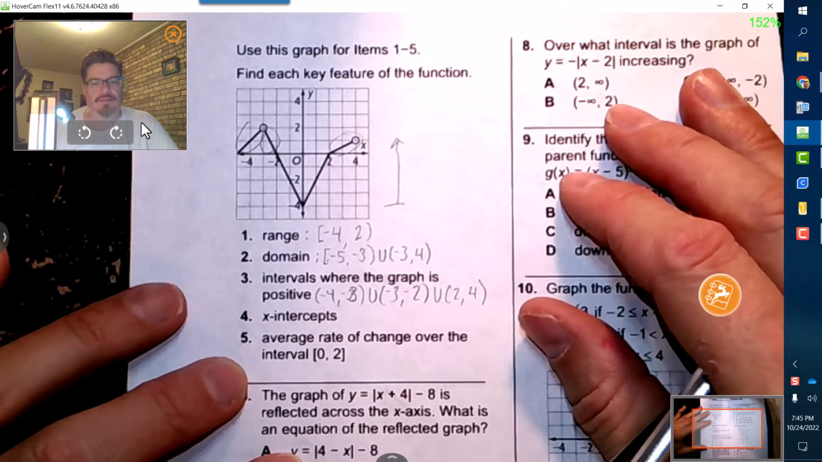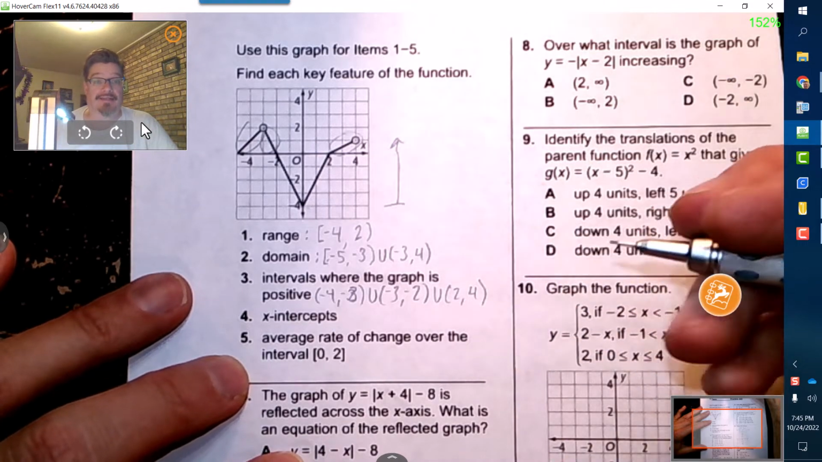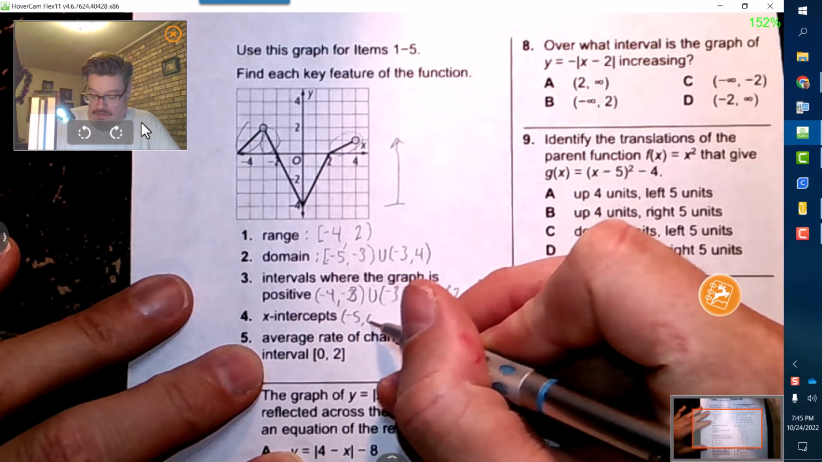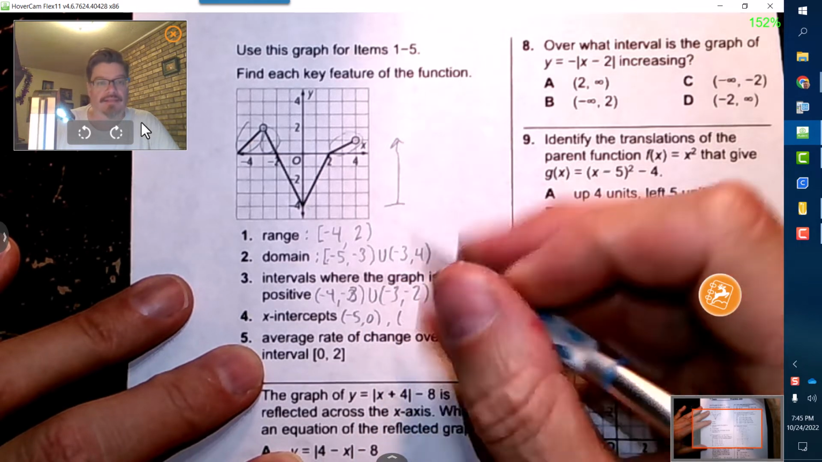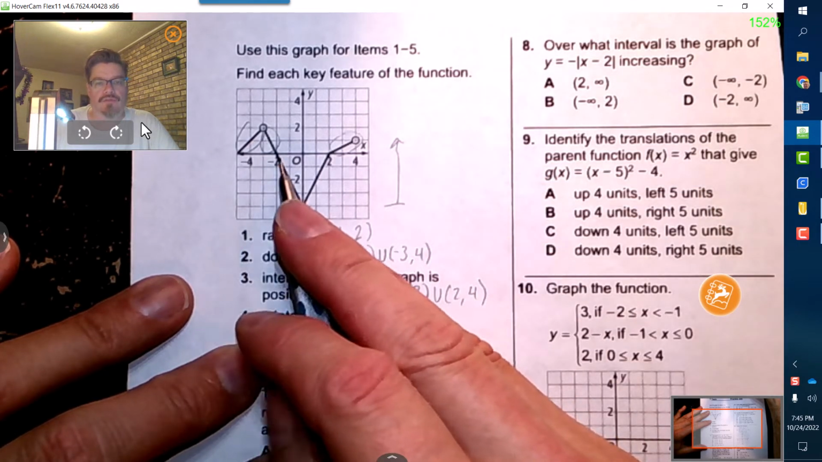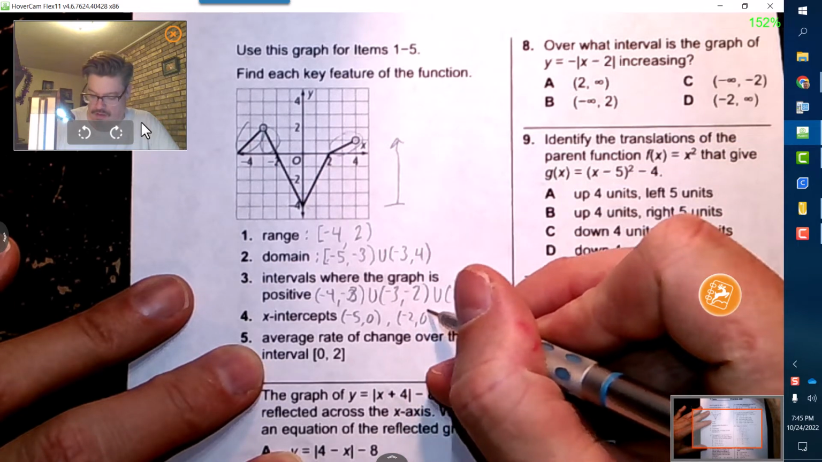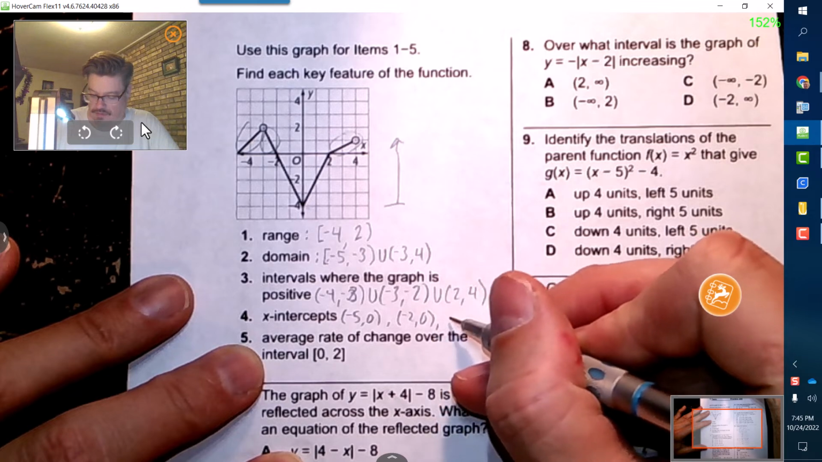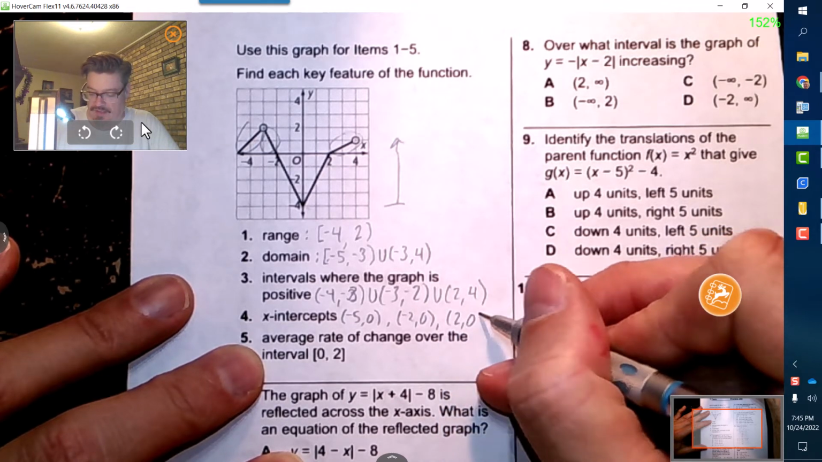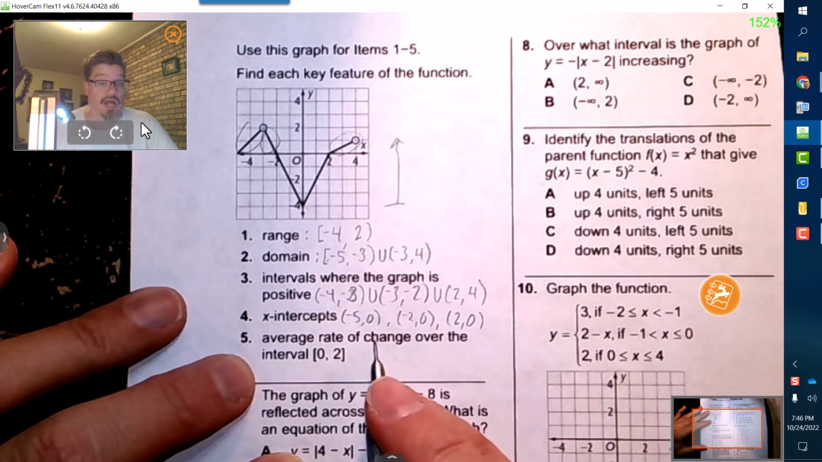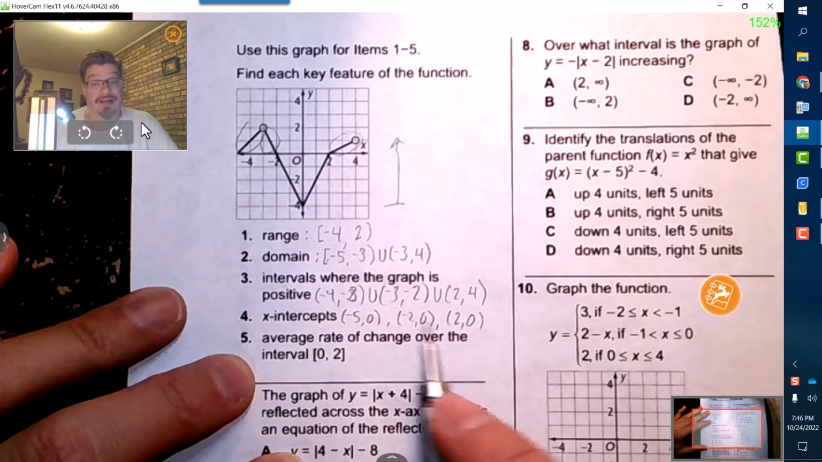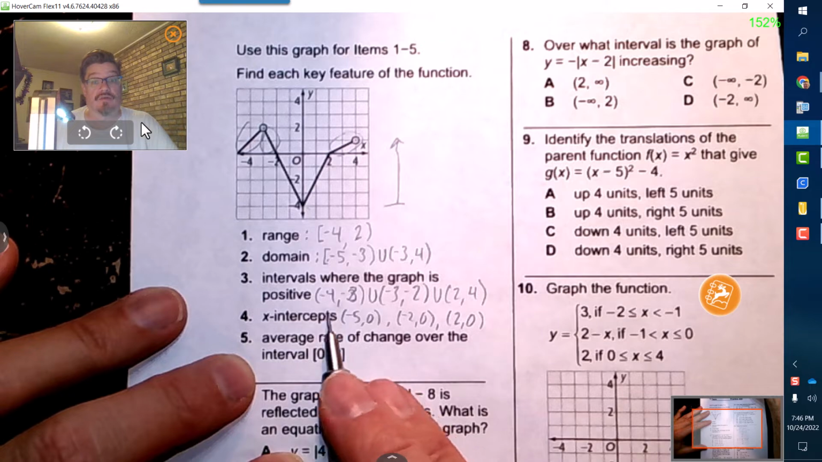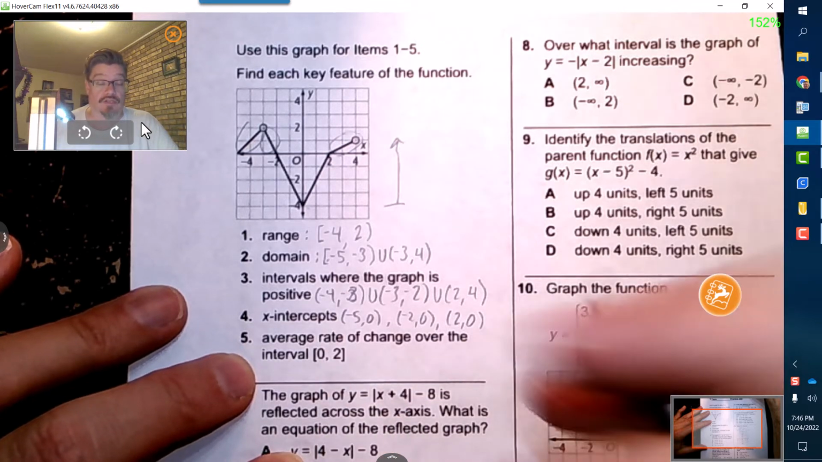Now the x-intercepts is where does it hit the x-axis? And we see that they are at -5, 0. They're at -2, 0. And +2, 0. Now notice that I have not put U's there, I've put commas. These commas imply that these are points and not intervals. So that's a very important distinction.